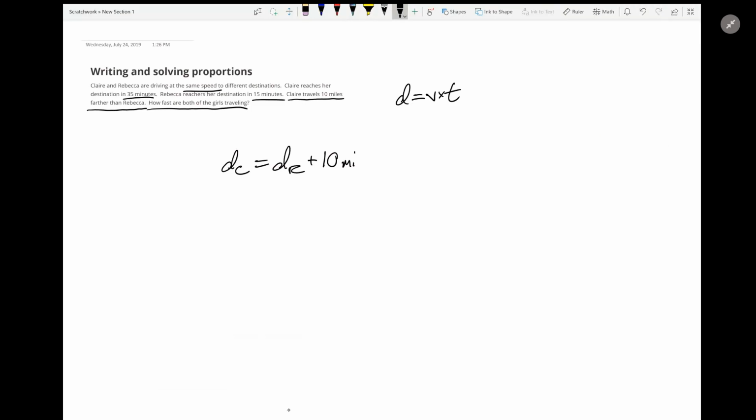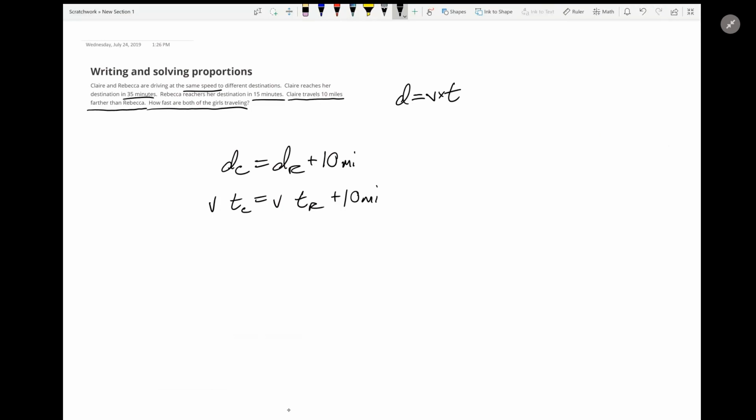I'm going to say that Claire's speed times Claire's time is equal to Claire's distance, which is equal to Rebecca's speed times Rebecca's time plus the additional 10 miles. Now we are told that Claire and Rebecca are traveling at the same speed, which means I don't actually need these subscripts. I can get rid of them because they're identical, those two speeds.